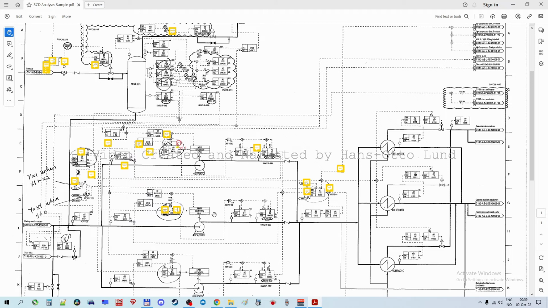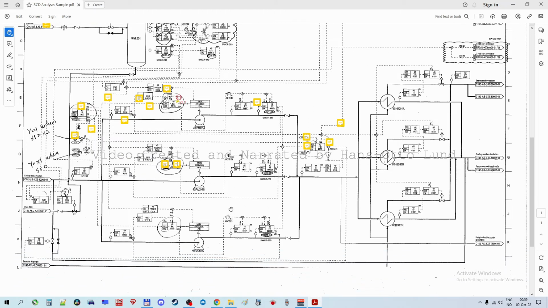There are some more important things here. It's this valve system here, which we call the minimum flow valve. And what it does is that it returns excessive fluid on this line back to the return side.